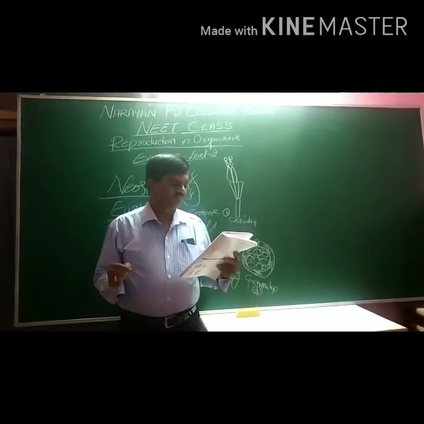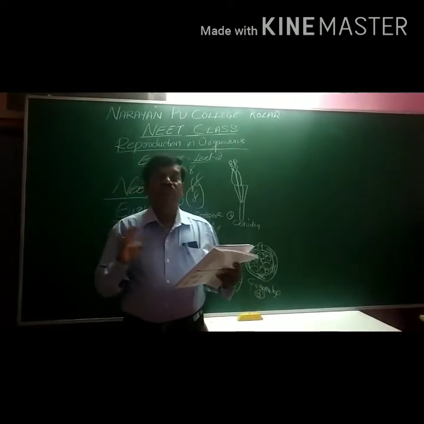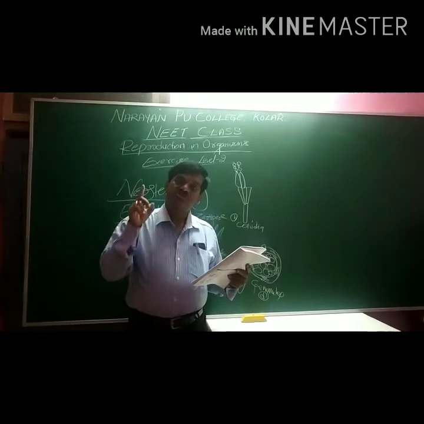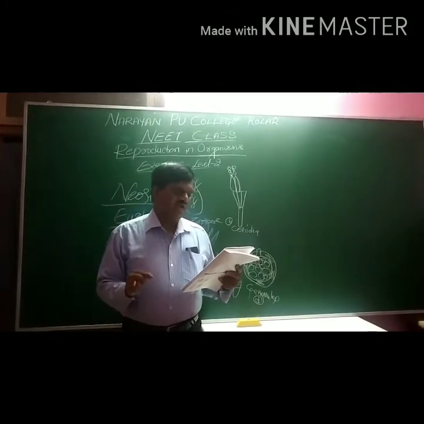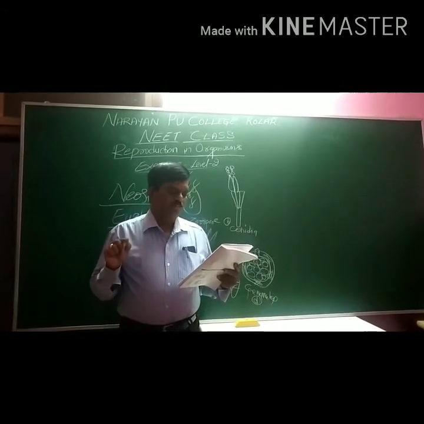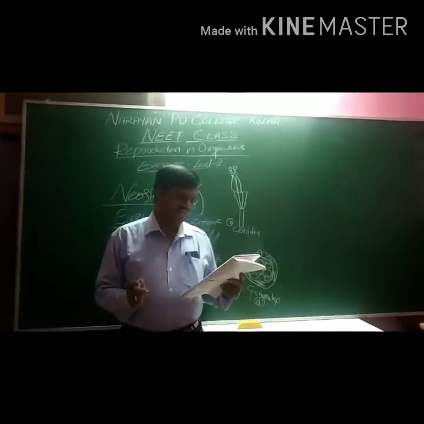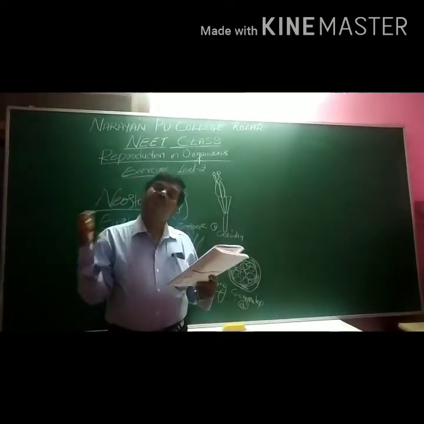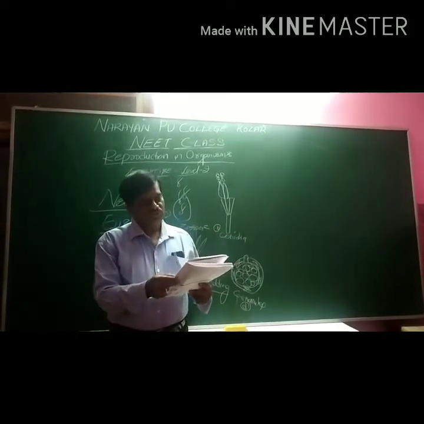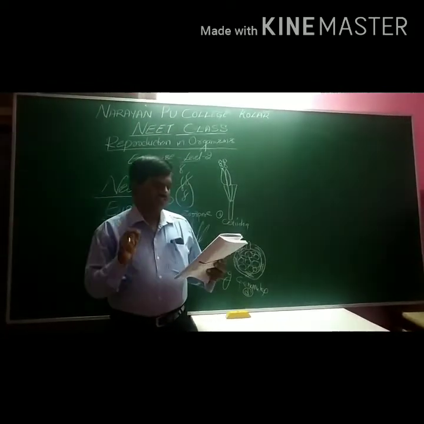Third option, oogamy. Oogamy is nothing but the fusion of a large female gamete and a small motile male gamete, but this is not the answer. The fourth option is parthenogenesis. This is the right answer because the egg or ova develops into a new individual without fertilization. This phenomenon is called parthenogenesis.